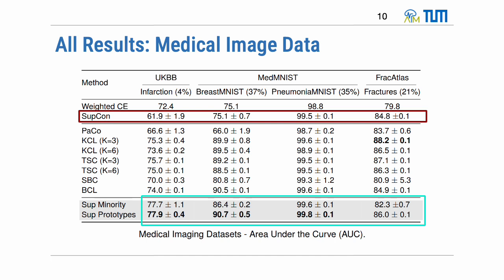On medical image data, we see similar trends. Here we see that our SubPrototypes is actually typically a bit stronger than our SubMinority. And we see that we outperform both SupCon and the baseline methods on four medical datasets.